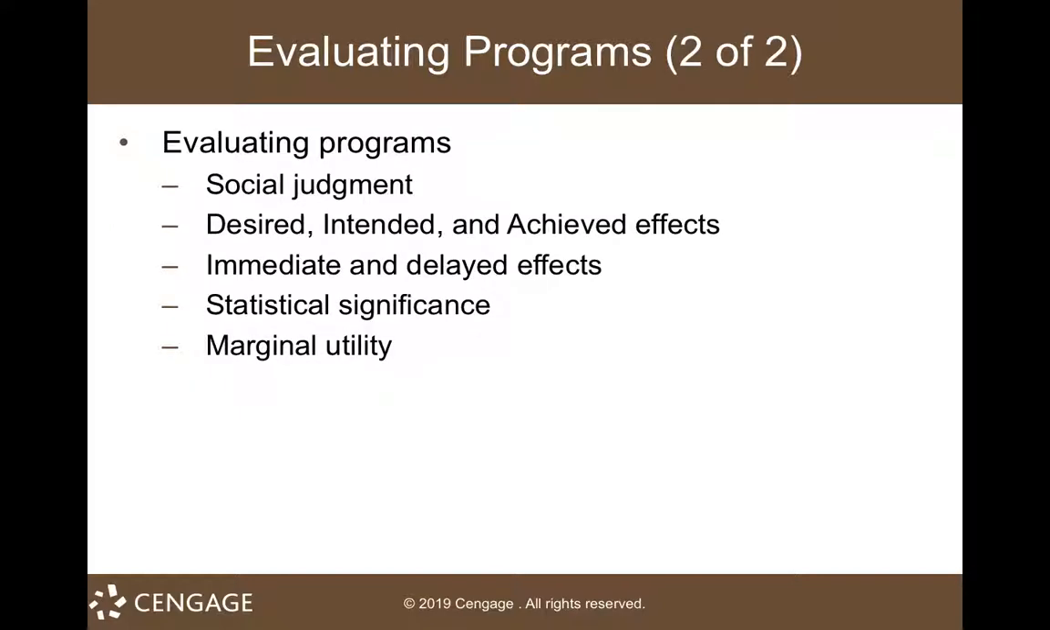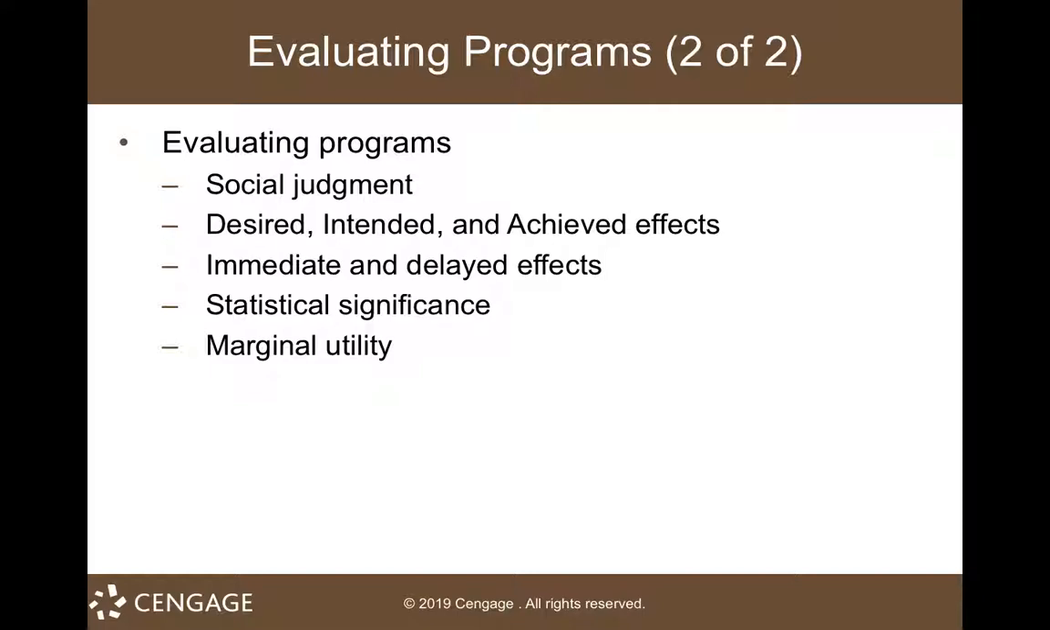So looking at evaluating programs, which can be very tricky, and again, going back to we have to have the time to figure out if it's been effective or not, and how are we measuring it? That's very important. There are several issues that are important here. Evaluation as a social judgment process, the relationship between what is desired, what is intended, and what is actually accomplished, the contrast between immediate and delayed effects, and the strength of the effects, and the concept of declining marginal utility.